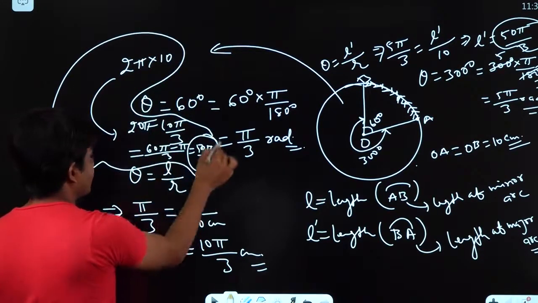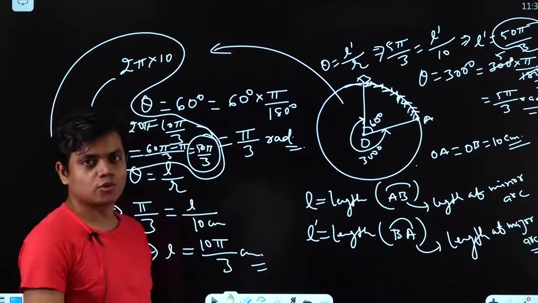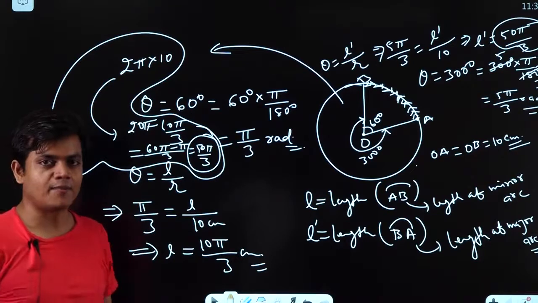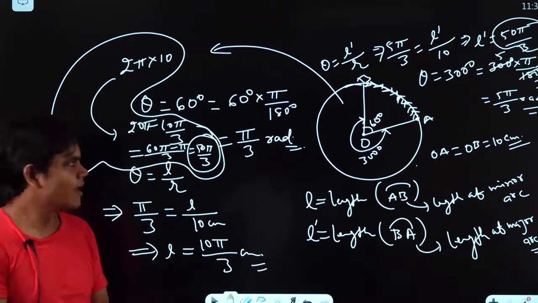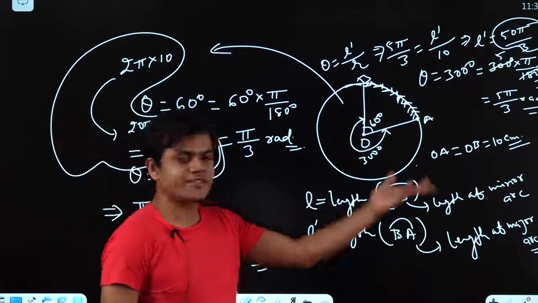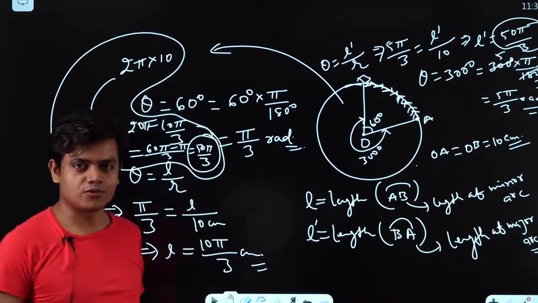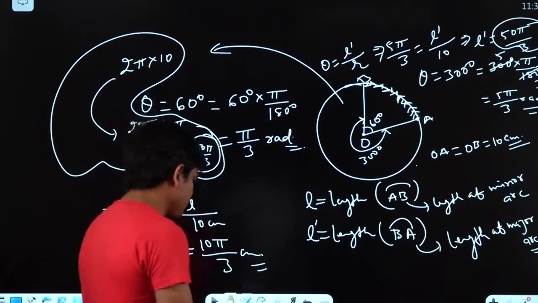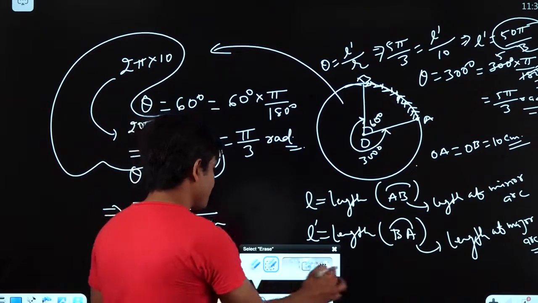Okay, so we can get the major arc in both ways. Either you find the circumference and subtract the minor arc, this is one way. Otherwise, by using theta equals L by R, for that also you can see the things easily. Okay, so these were the things.